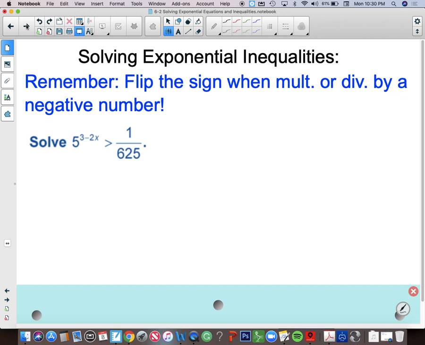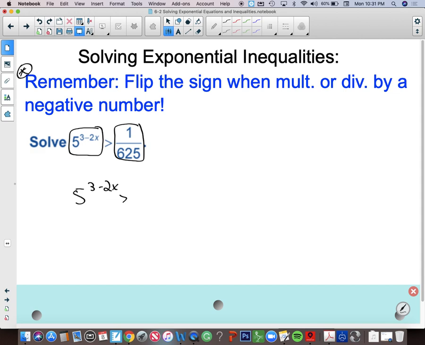The way we solve these is exactly the same as what we did before. The only thing we have to remember is to flip the sign if we multiply or divide by a negative. So let's try the first one and maybe one more, and then we'll call it good. So solve this inequality. We have a 5 over here. Can I break the 5 down at all? Are there any base factors of 5? No. 5 is prime. The 5 to the 3 minus 2x does not change. Now this one over here, you're like, holy cow, 625. Well, since there's a 5 on the other side, that's probably got to be a power of 5.